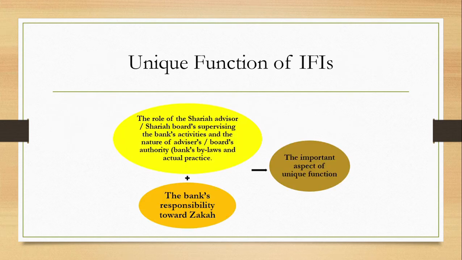Okay, so what is the unique function of IFIs? The unique aspects are the role of the Sharia advisor or Sharia board supervising the bank activities, and plus the bank is responsible towards zakat. So there are 2 unique functions. Both are important aspects of the unique function. One is the Sharia advisor, and the other is that the bank has the responsibility to pay the zakat.